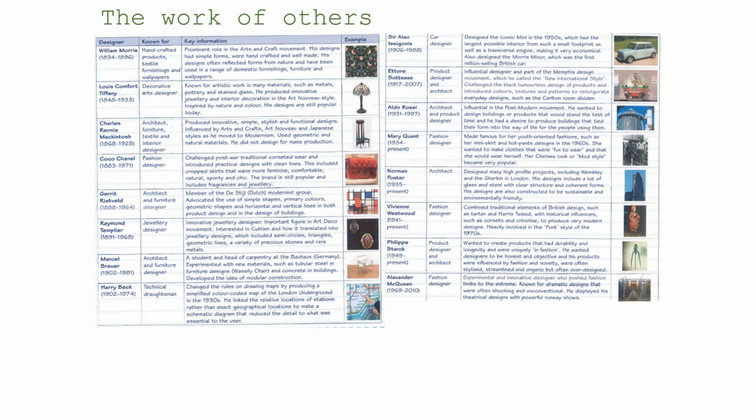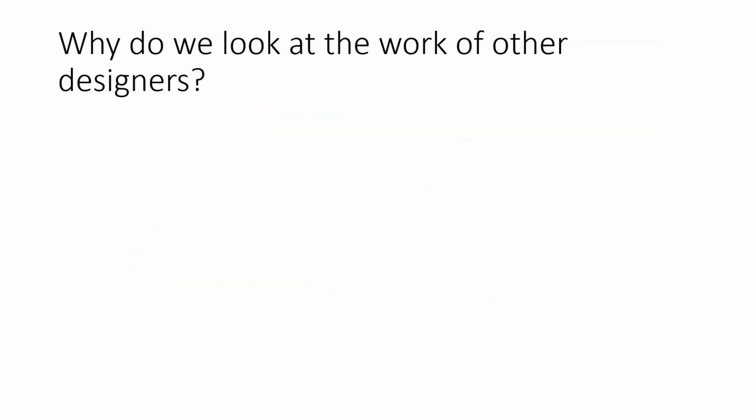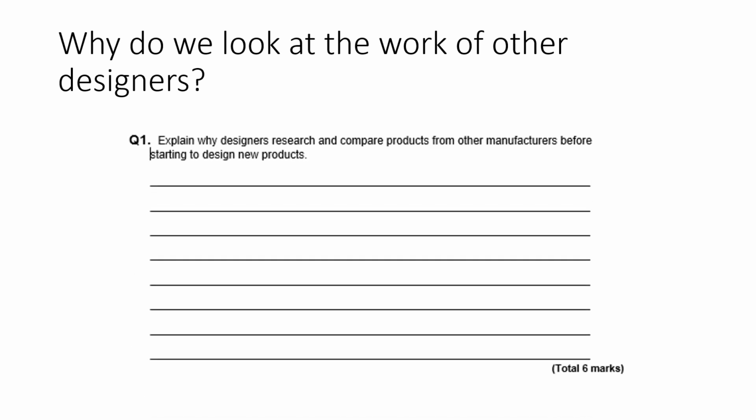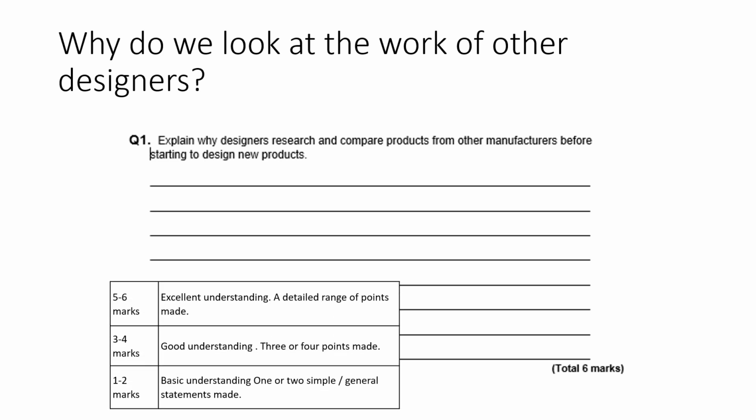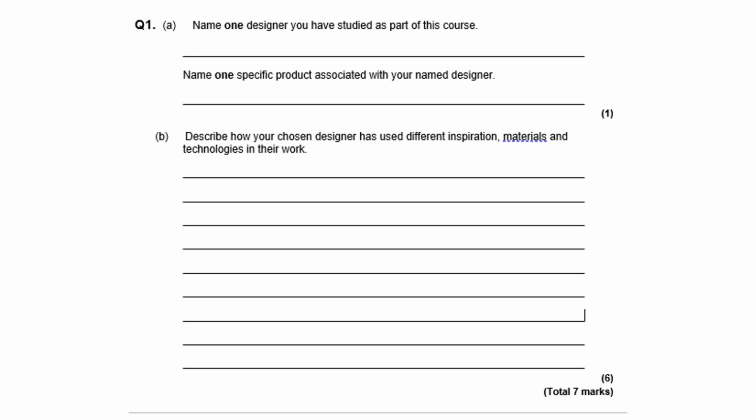You need to look at the work of others. That question didn't crop up last year, so my hint would be that a little bit. Sometimes they ask questions about why we look at the work of other designers, and that's all about generating our own ideas. And you can explain, hopefully, and give examples of why looking at a designer helps you to design new products. And there's an example of a mark scheme there and what you might say. Or it might ask you to name one designer. They won't ask you specifically about a designer because there's so many that you could have studied. So you will have a choice about the designer that you choose.